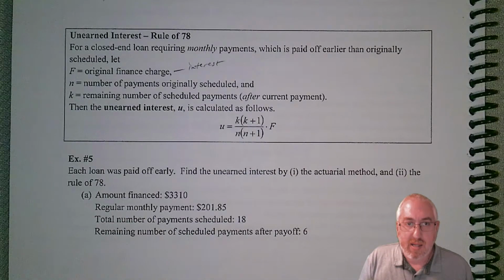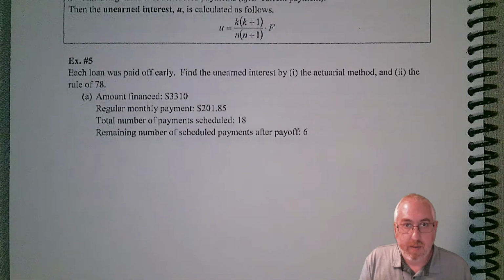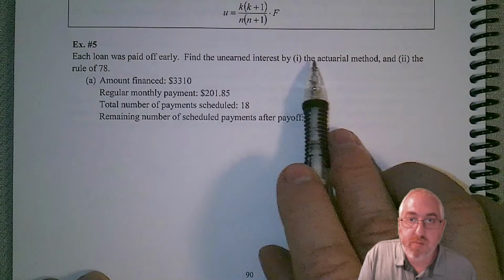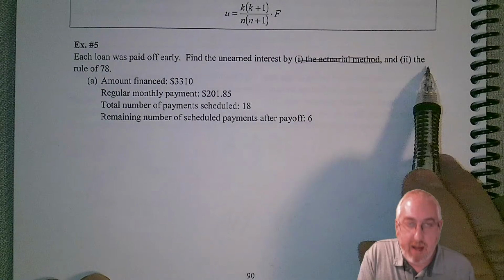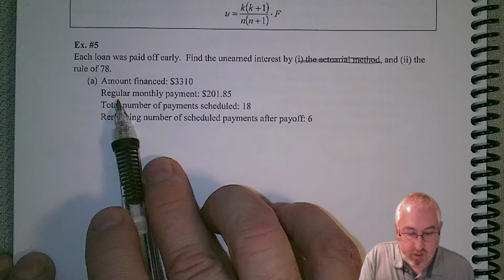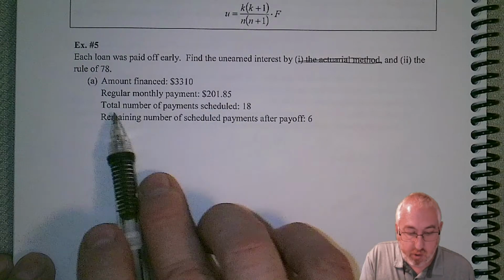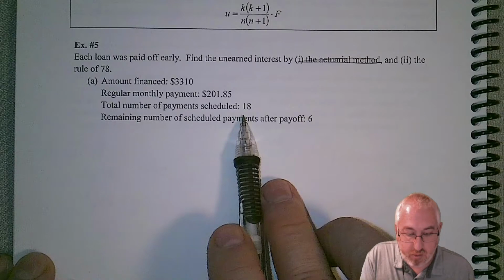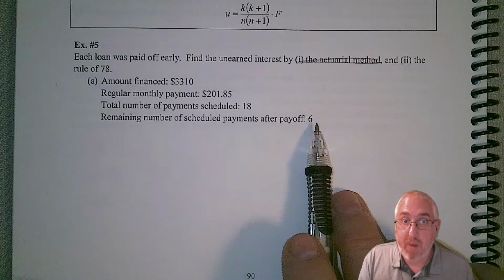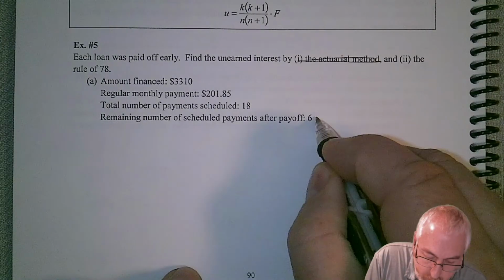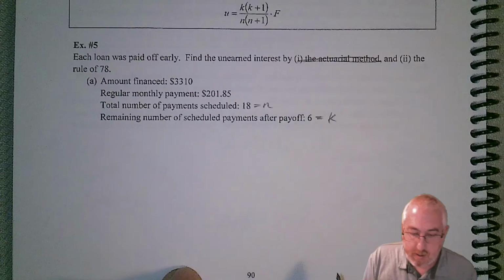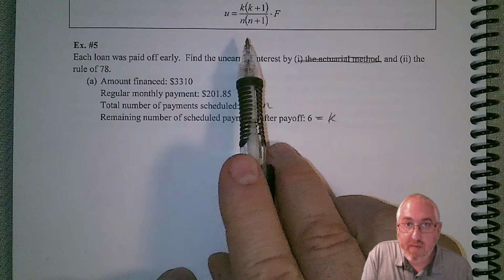Let's try a couple of these. Each loan was paid off early. Find the unearned interest by the actuarial method and the Rule of 78. They're giving us the amount financed, the regular monthly payments, the total number of payments scheduled, and the remaining payments after payoff. Again, what's not being paid? 6 payments are not being paid. Right off the bat, we should say that this is going to be my K and this is going to be my N. The only thing left to find is what F is.